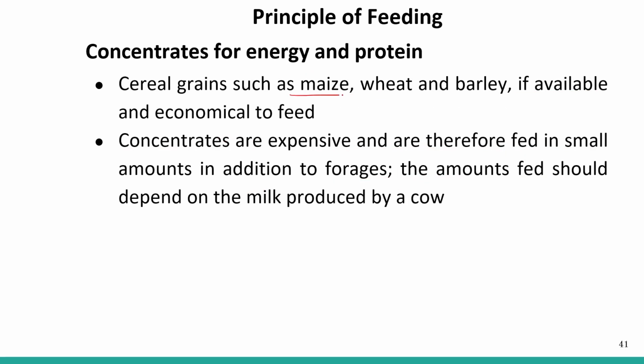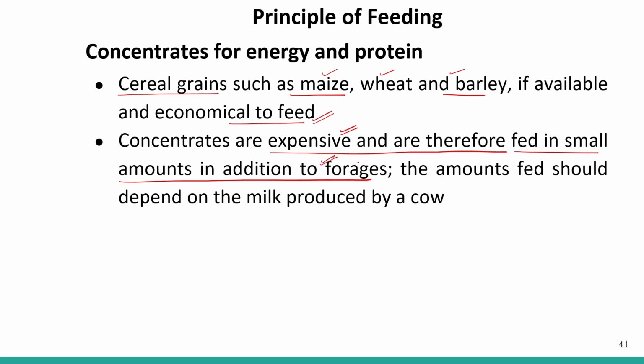Cereal grains such as maize, wheat and barley, if available and economical to feed. They are quite economical if we use cereal grains like maize, barley and wheat. So this is a good source of concentrates. Concentrates are expensive and therefore fed in small amounts in addition to the forage. So they are required in lesser quantity. They are quite expensive also, so we can feed our animals in small quantity if we are providing a good source of supplementary forage or bulk forage.